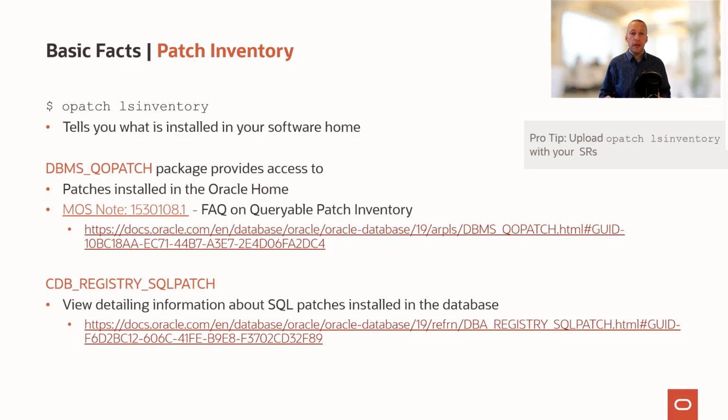Also, let me mention DBMS_QOPATCH, which can supply some of the same information that you can get from OPatch lsinventory, but you can get it while you're connected to the database. When you use OPatch, you have to be connected to the database host itself. And finally, if you need to know which SQL or PL/SQL patches have been installed in your database, you can use the view CDB_REGISTRY_SQLPATCH. It has detailed information also per PDB about which patches have been installed.